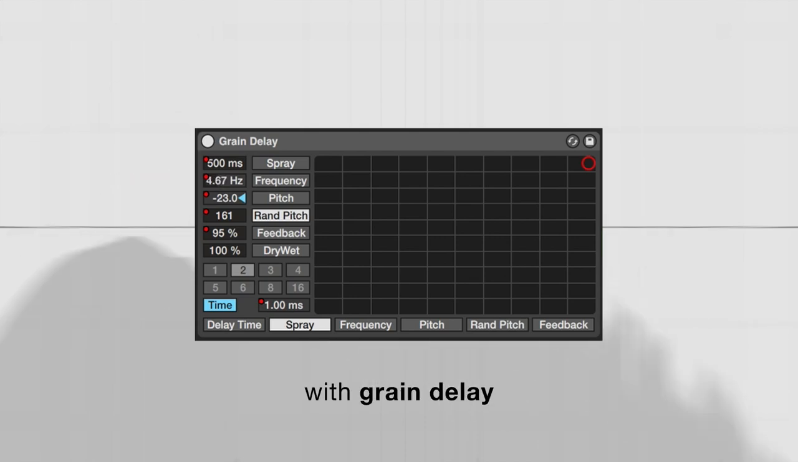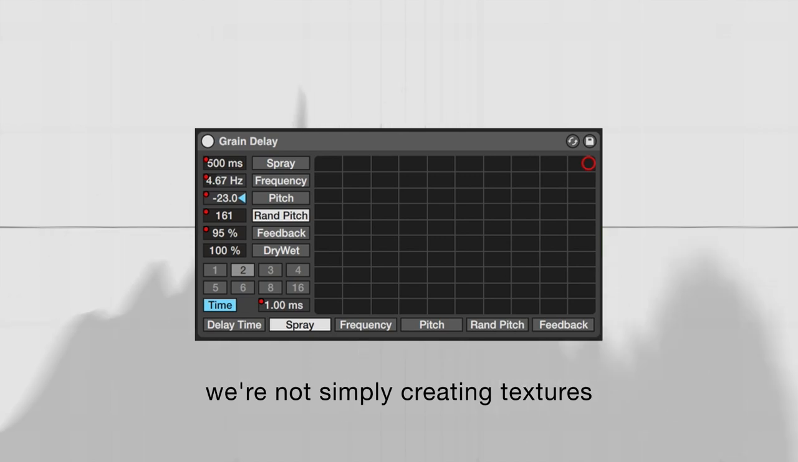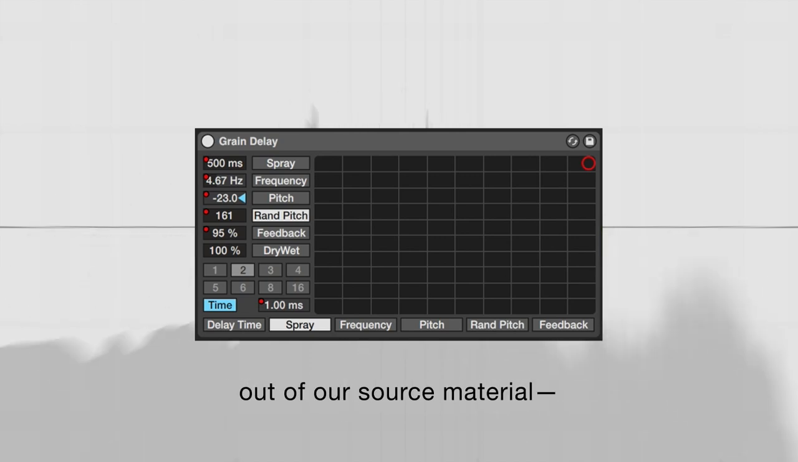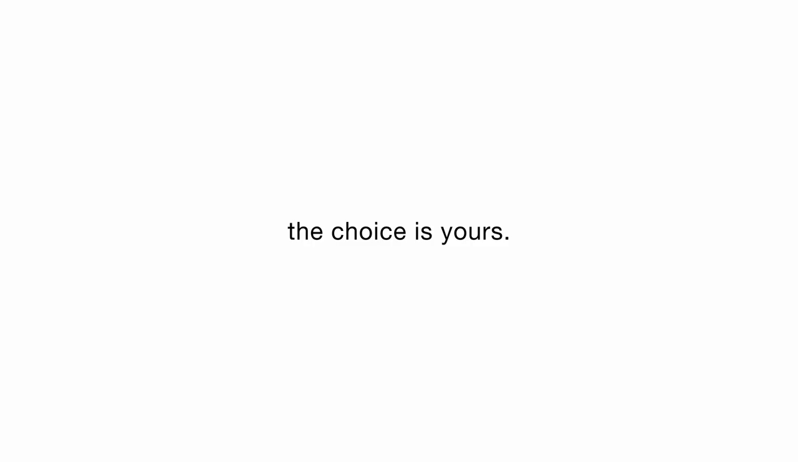With grain delay, we're not simply creating textures out of our source material. We're defining the physics of the universe that they come from. We can produce results that follow the rules of our current physical world, or make sounds that subvert them completely. The choice is yours.